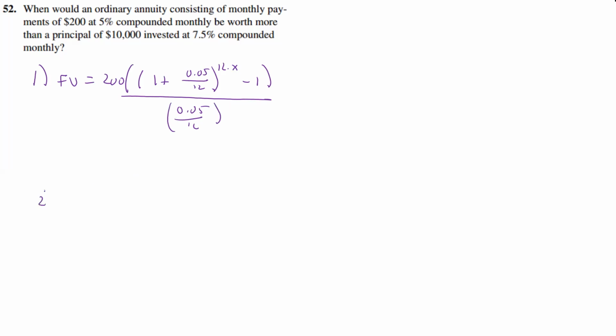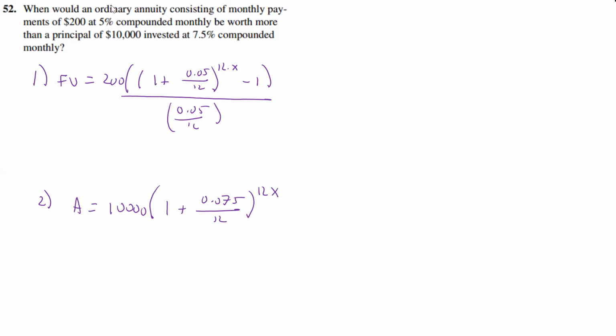Now, the second part says we're going to take a principal of 10,000, invested at 7.5% compounded monthly. So we're looking for A in that case. So that's 10,000 times, and here we have our interest rate, 1 plus 0.075 divided by 12, and here we have 12 again times x. Now, what we want to do is figure out when one's greater than the other one.